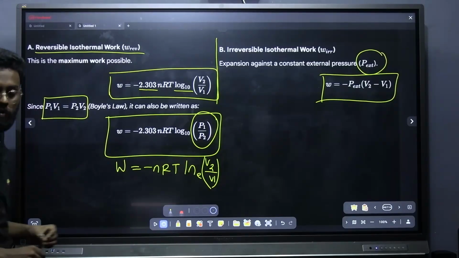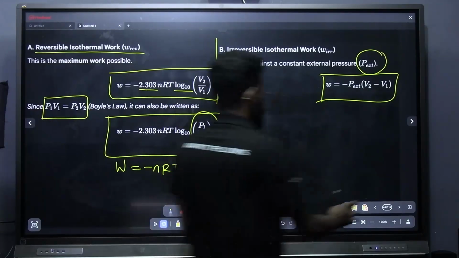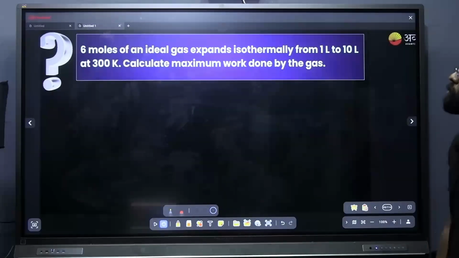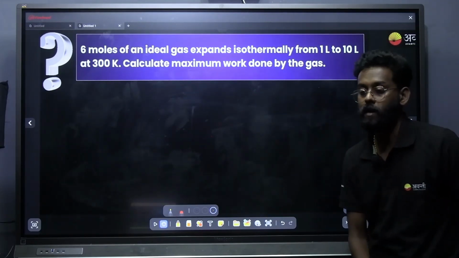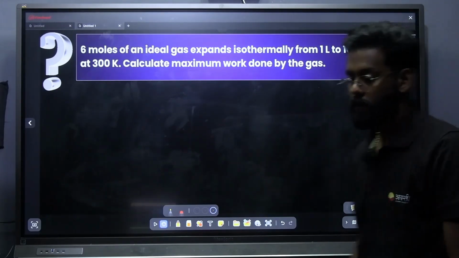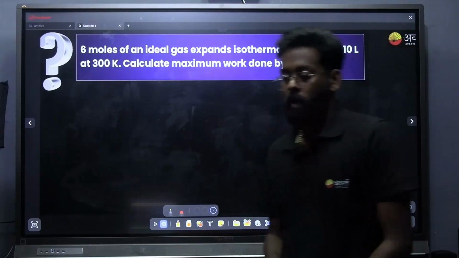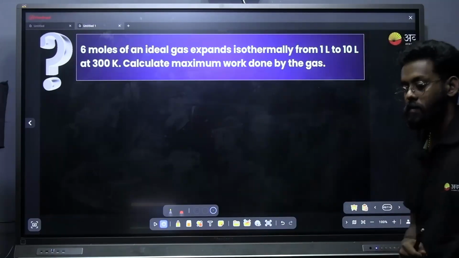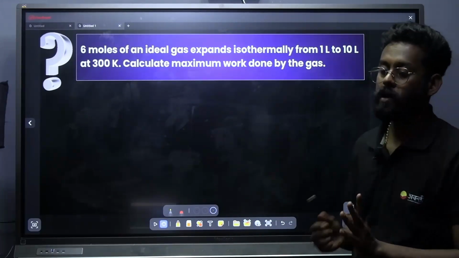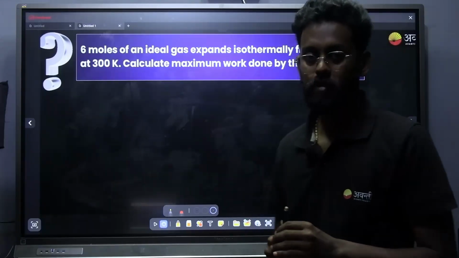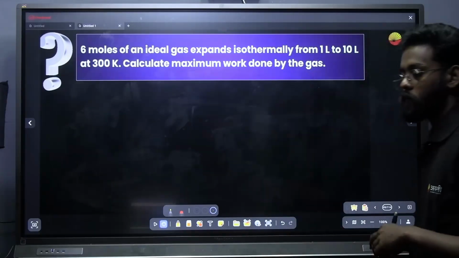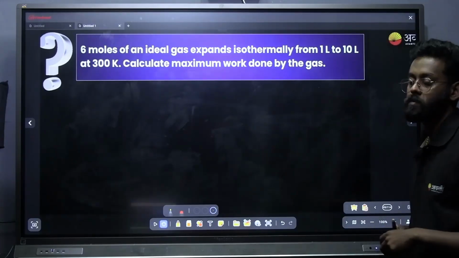Got it? Yes. Now here is a question for you. 6 mole of an ideal gas expands isothermally from 1 liter to 10 liter at 300 Kelvin. Give me the answer. I want an answer from everyone. After this question we can wind up the class. I know this chapter is not over. I will be continuing this chapter in the next class. Okay. Give me the answer, students.